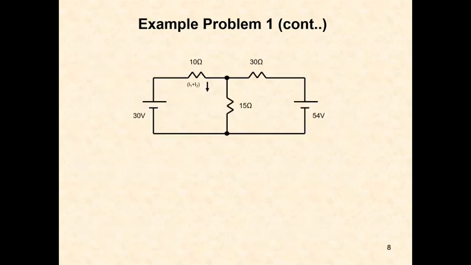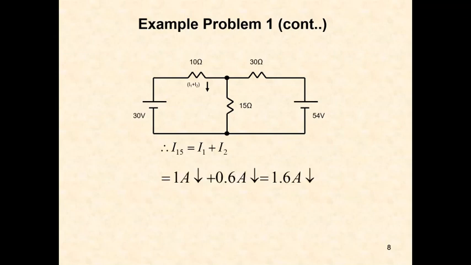Now by applying the superposition theorem, the total current flowing through the 15 ohm resistor is equal to I1 plus I2, where I1 is the current flowing through the 15 ohms due to the 30 volts source by short circuiting the 54 volts source, and I2 is the current flowing through the 15 ohm resistor due to the 54 volts source by short circuiting the 30 volts source. So that is equal to 1 amp plus 0.6, that equals 1.6 amps of current flowing.